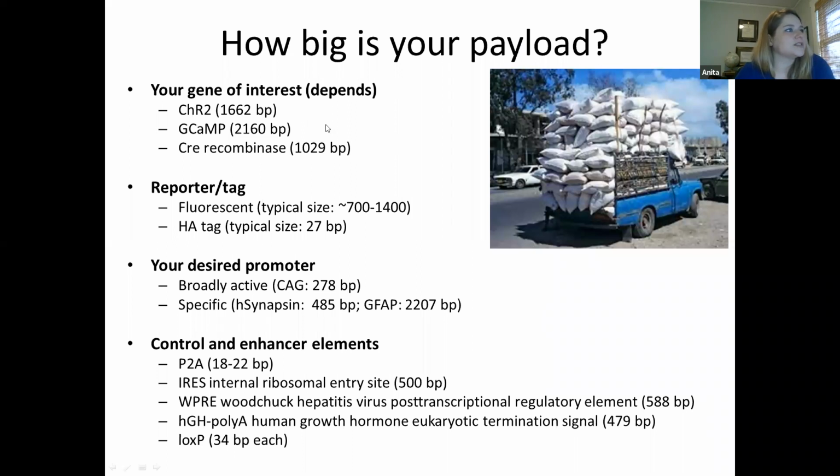Channelrhodopsin is 1662 base pairs. These are all in that range: Cre recombinase, GCaMP. Most of the fluorescent tags are 700 to 1400. Does anybody remember why this would be the range, exactly double? Does anybody remember?